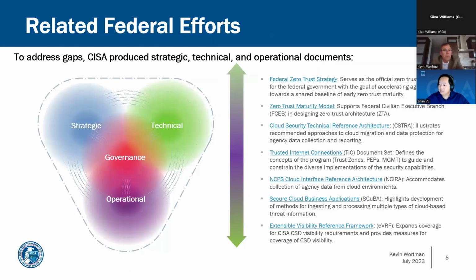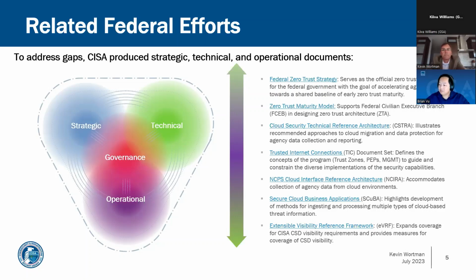This slide here is just an effort to show that CISA has various guidance documents that all build upon one another. Some are strategic, some are technical, some are operational, but they're all combined together, and they all build upon one another. And so you can see the list, and not just CISA, but also the Federal Zero Trust Strategy, the maturity, and then we get into the CISA documents, the Zero Trust Maturity Model, the Cloud Security Technical Reference Architecture, and then the SCUBA information and the EVRF framework all build upon one another to provide that more holistic approach.